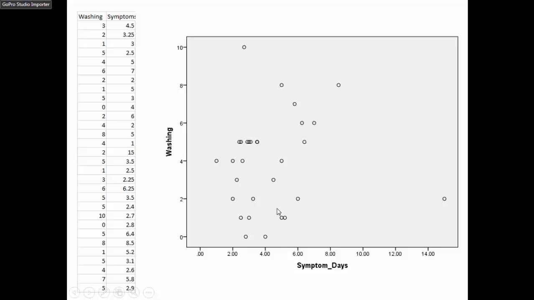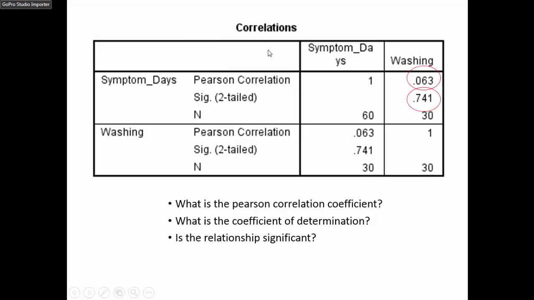It's hard to tell. And when we actually do the test, we do have a positive relationship, 0.063, but it is very, very close to 0. So it's a very weak relationship. And our significance value, or p-value, is very high, so nowhere near 0.05. What we don't have on this output from SPSS is the r squared value, but you can get it to print that out for you. So the coefficient of determination, you can just take 0.063 and square it.